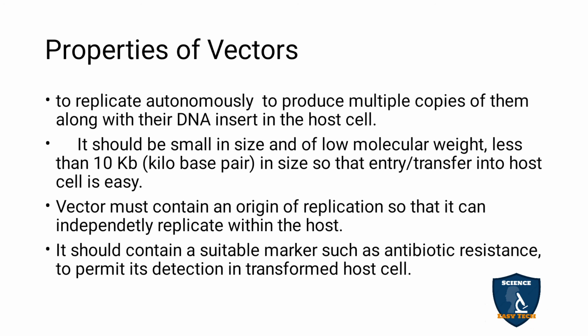It should contain a suitable marker, such as antibiotic resistance, to permit its detection in the transformed host cell. So first it should contain ORI, and the next is a suitable marker. Why the suitable marker? To find out antibiotic resistance, in order to detect the transformed host cell. Which is the transformed host cell? It is the one with the changed plasmid, the cloned vector that carries the gene of interest, which has to be identified. Because of that, it needs a suitable marker.